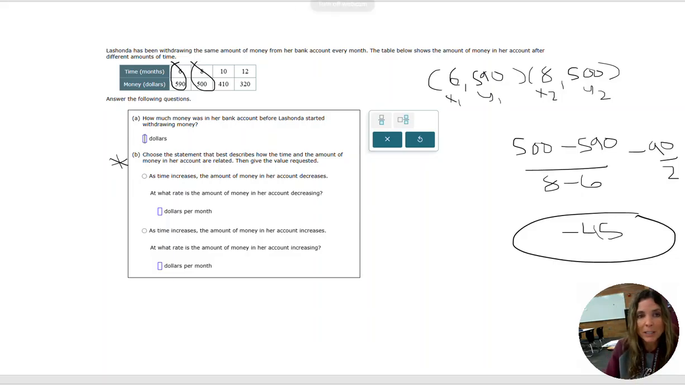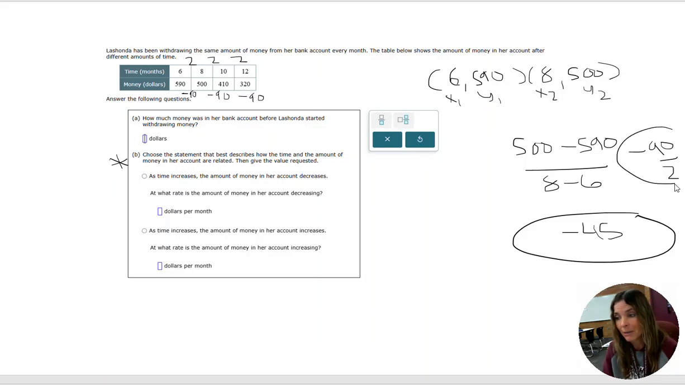Now we are going to use that information to help us figure out how much money was in her account at time 0. So you can see that this is going down 90 every time, and this is going up every time, right? And we already figured that out. We know that she's withdrawing $90 every 2 months. So let's go ahead and count backwards in our chart, using the information that we have until we can get to time 0. Now this is counting by 2s, so I'm going to also count by 2s.